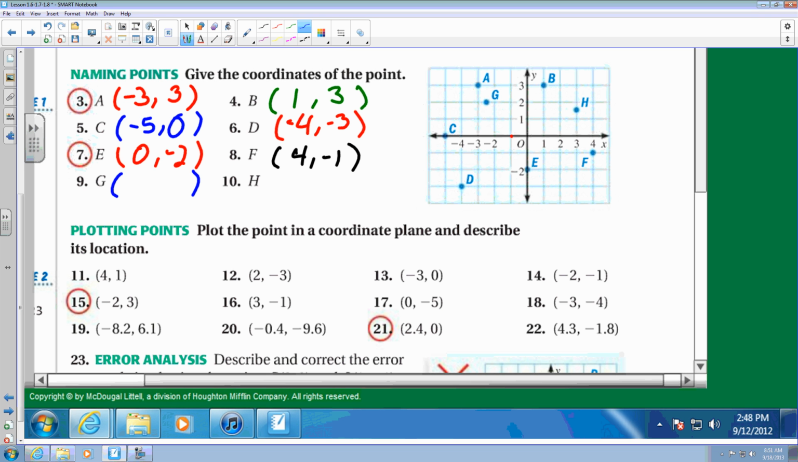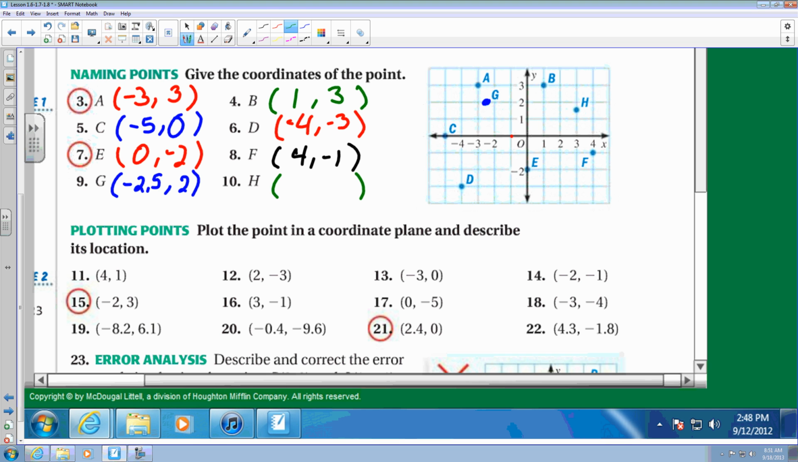G, on the other hand, which is located right here, is to the left of the origin, so it's going to be negative. And if you notice, it's in between negative 2 and negative 3. So when it's in between something like that, we can estimate. I'm going to estimate that it's about negative 2.5 in this case. And it's above the origin, so our y value is going to be positive, a positive 2.